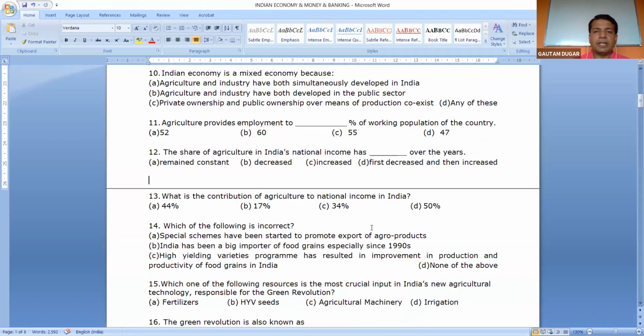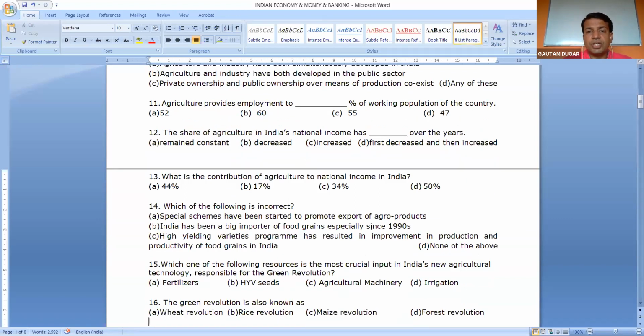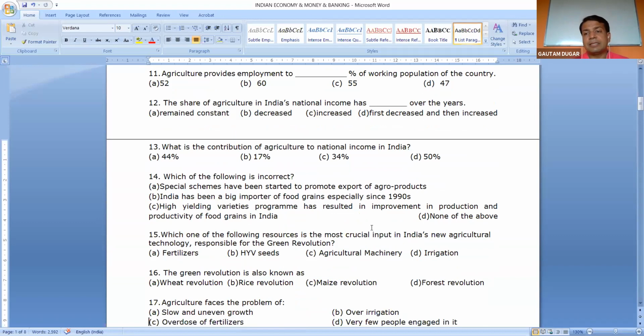Next, the share of agriculture in India's national income has dash. That is, in the total national income, the share of agriculture obviously has declined. Earlier it was very high. Now we saw that the share of service sectors increased and the share of agriculture has decreased. So the answer to 12 is B, decreased.